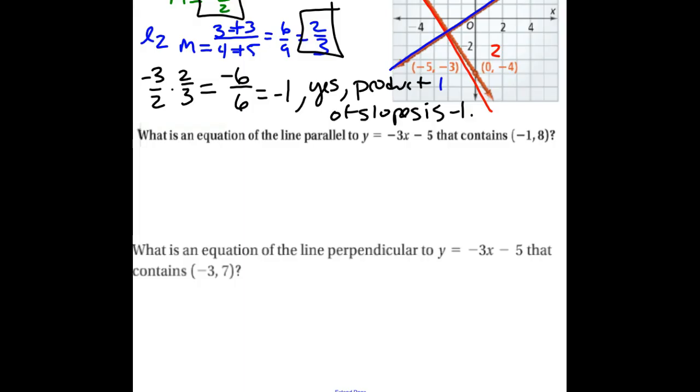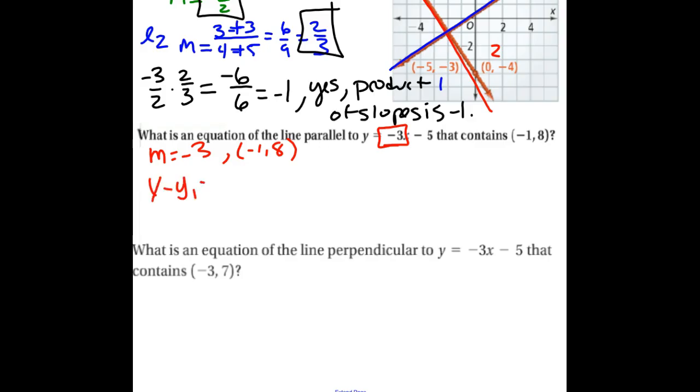Well, what I would look for right here is what's the slope? Well, that's the number in front of the x, that's negative 3. And if it's parallel, I want to have the exact same slope, and it's going to go through the point (-1, 8). If you think back to the previous slide where we talked about different types of lines, we talked about slope-intercept and point-slope. So when I'm given information, I look at what am I given? I'm given a slope and a point. That sounds like point-slope form.